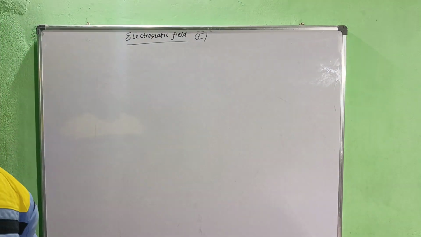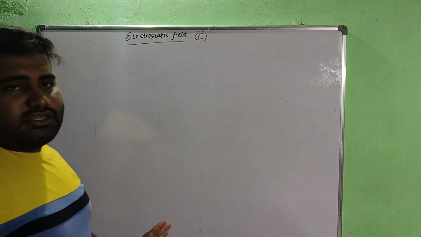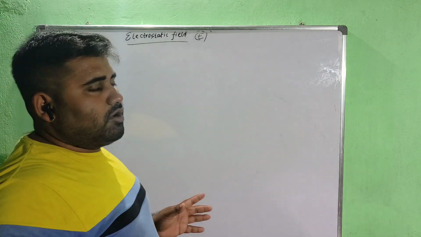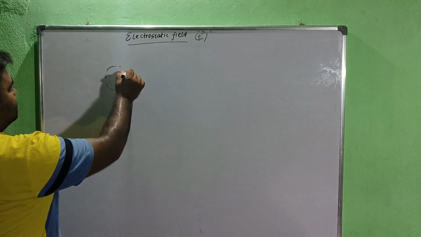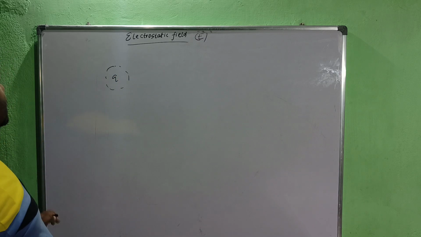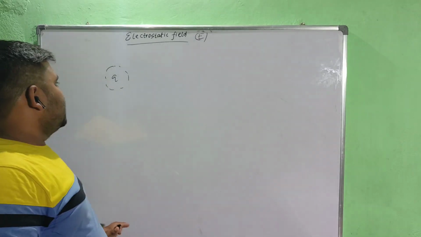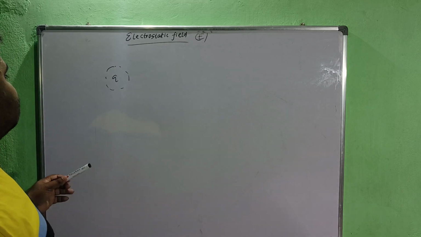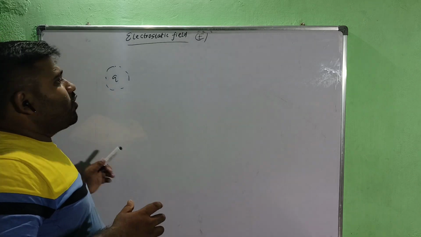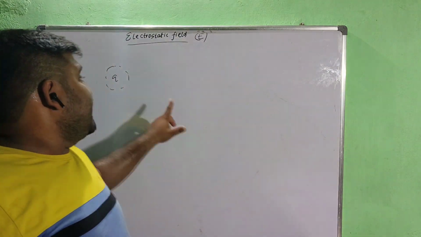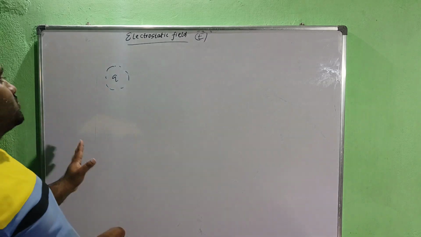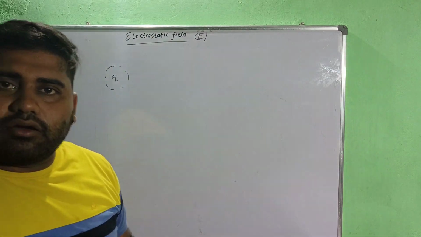So what is electric field? If we consider an amount of charge on a charged object, this is some charged object Q placed at some point. Since it is charged, it is modifying the space around it. That modified portion of space is called its electric field.